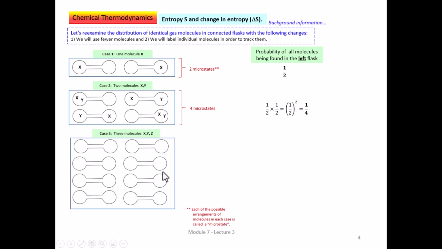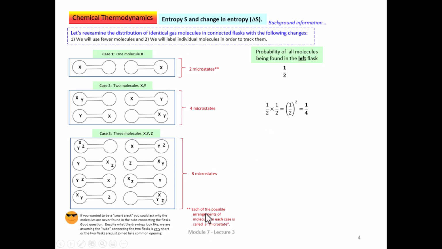Let's try 3 molecules. Well, if we did our homework here, we'd find the possible arrangements look like this, and you can check this if you want. I think I've done it okay and gotten all the possible combinations, and you can count these up, and there's 8 possible arrangements, or 8 microstates. And the probability of all the molecules being found in the left flask is now 1 out of 8 possibilities. And you can get that by taking 1/2 times 1/2 times 1/2 equal to 1/2 cubed, or 1 out of 8.